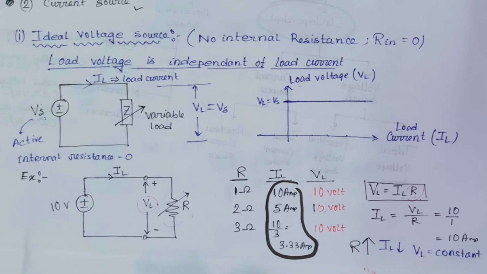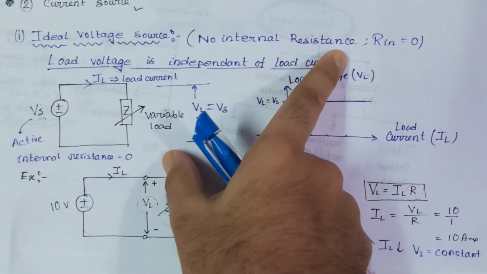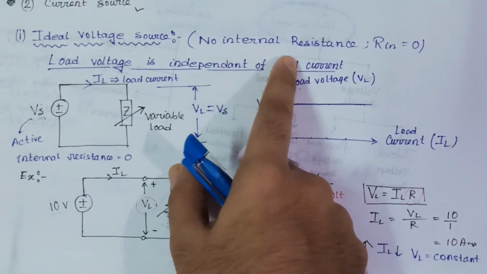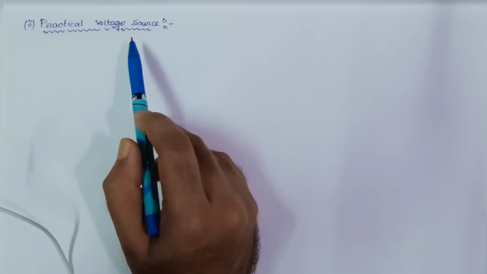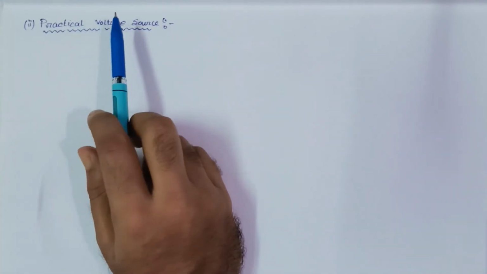So if someone asks you what do you mean by the ideal voltage source? By ideal voltage source, we understand that the voltage source doesn't have any internal resistance, or you may say the internal resistance of an ideal source is 0.